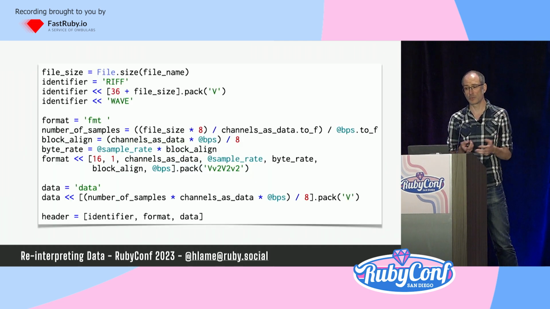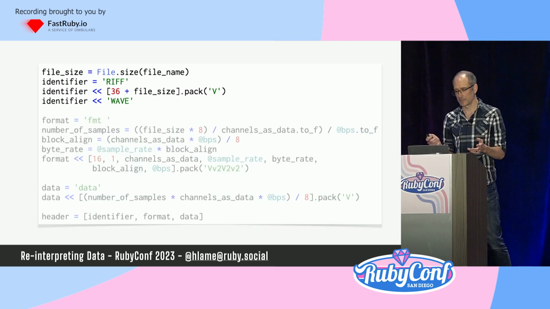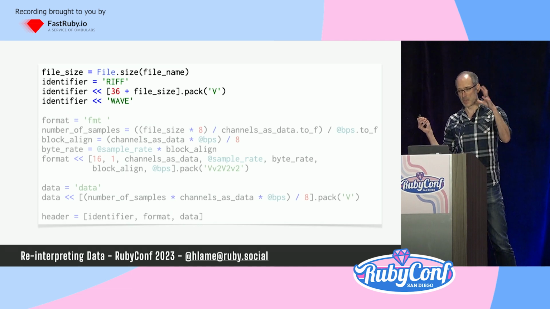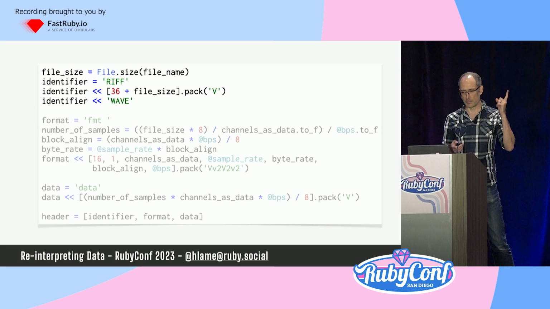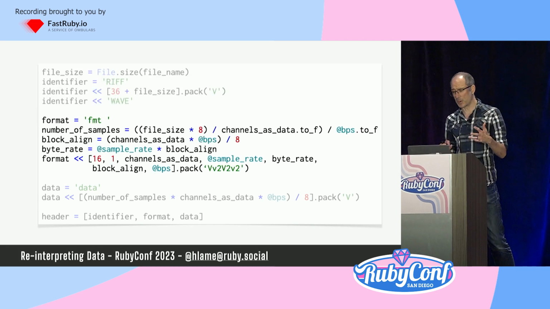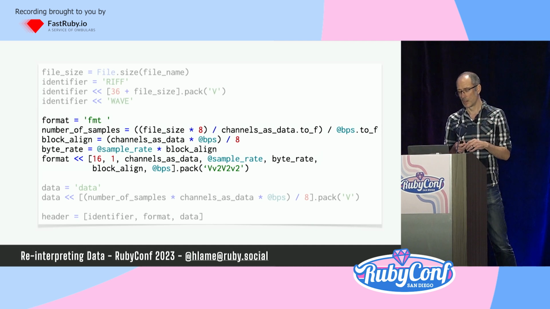So here's some Ruby code that constructs the header. Let's go through it. This first stanza builds the whole of the identifier and length part of the header, i.e., I'm a WAV file, and I'm this big, including the size of the header. That's the magic 36.